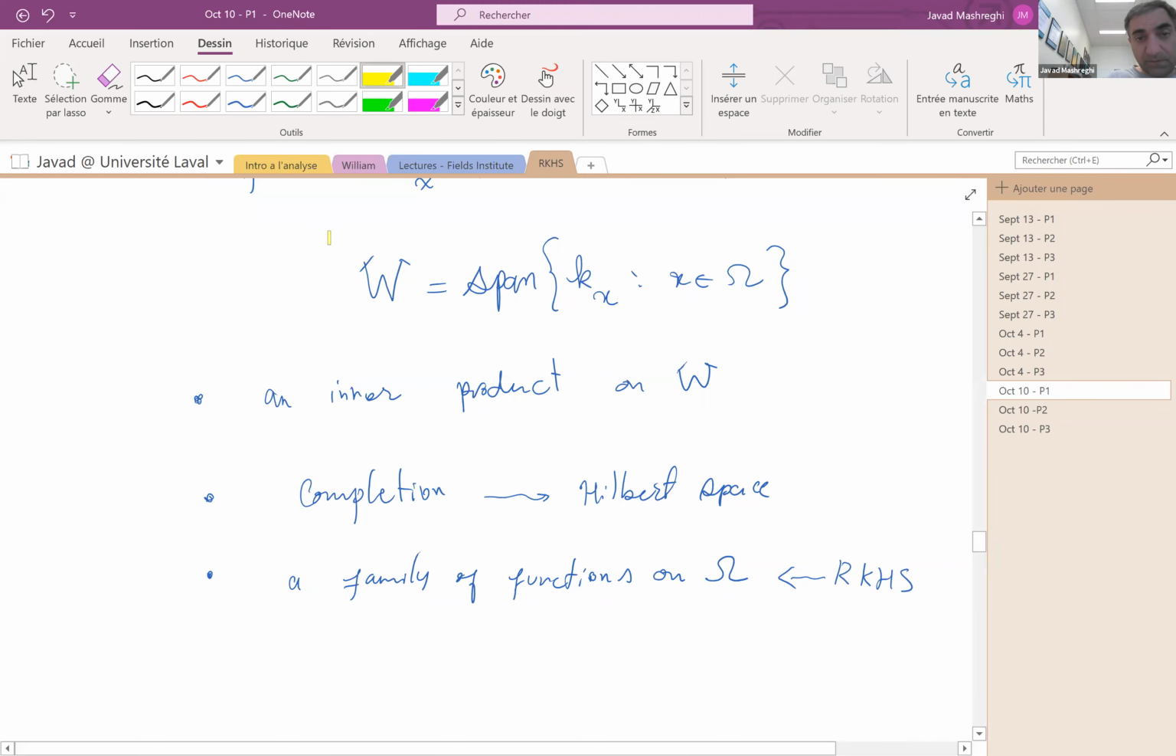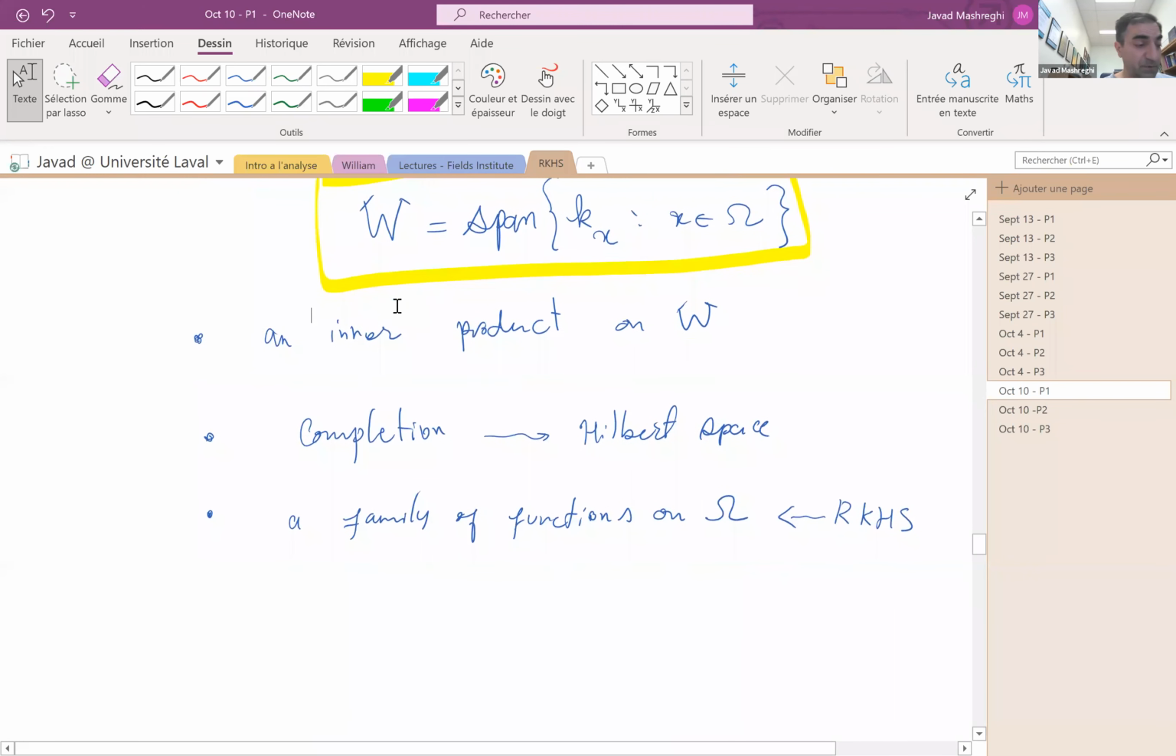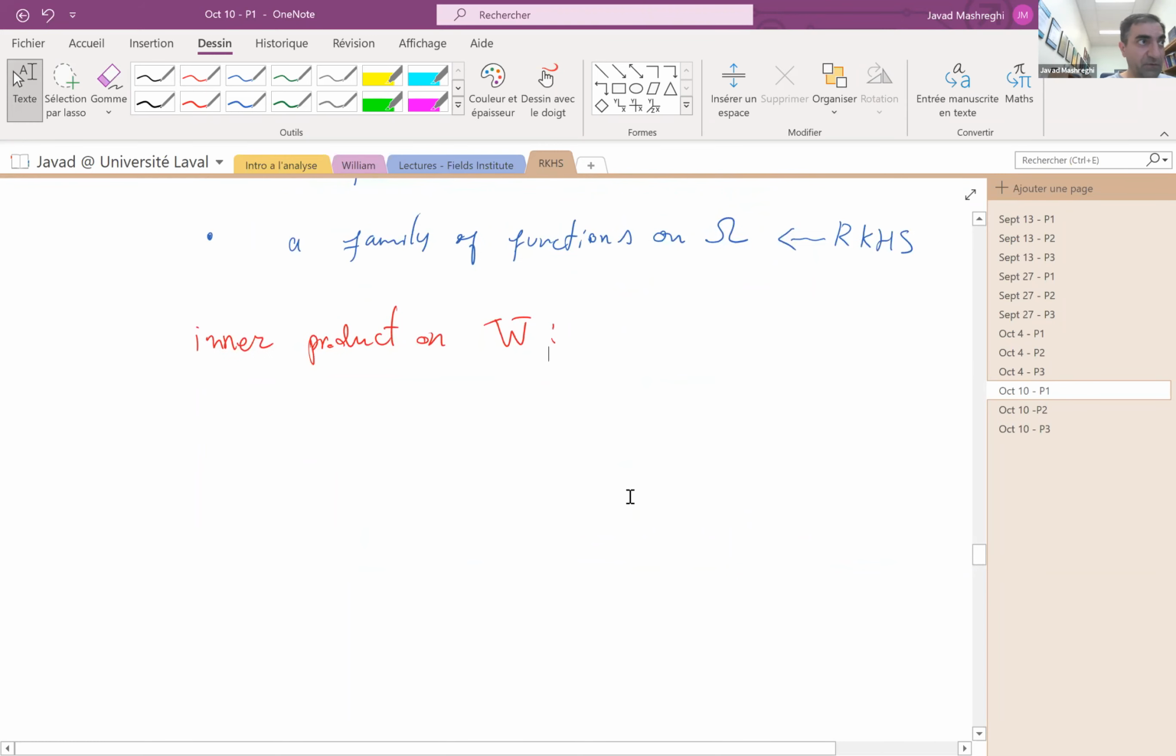So for the time being, W is given. It's a collection of functions on omega, because each kx is a function. When you do a linear combination, it still is a function on omega. So the first step, how to define an inner product on W. We may do it naively as follows. We will see what is the problem.